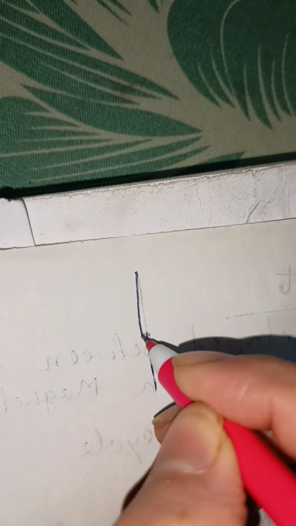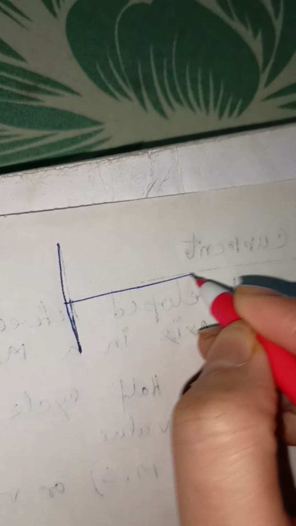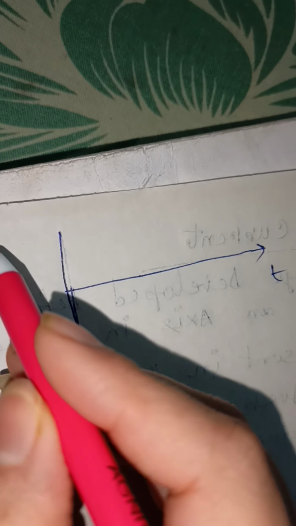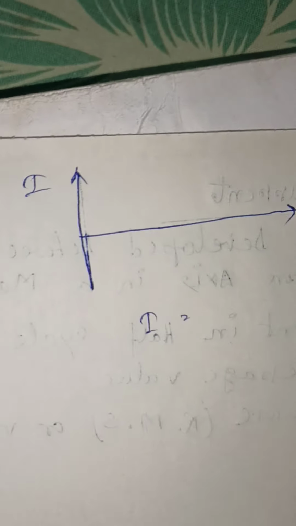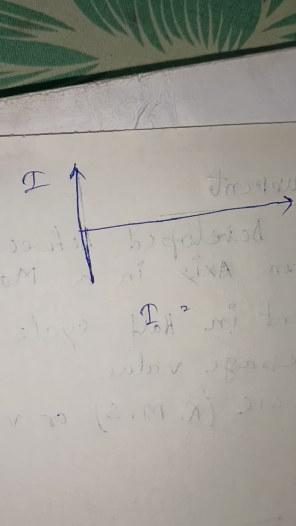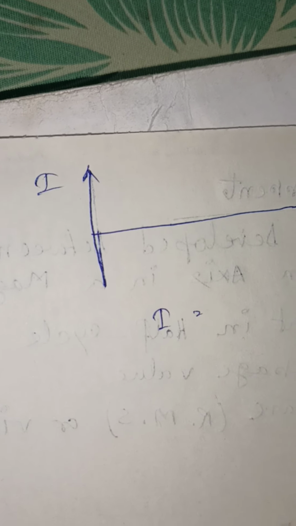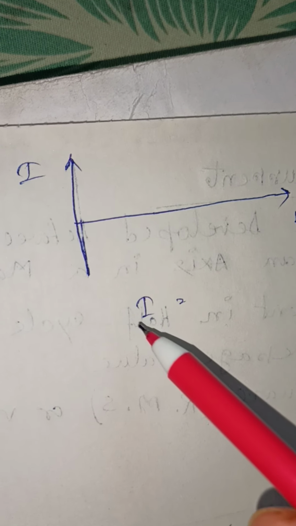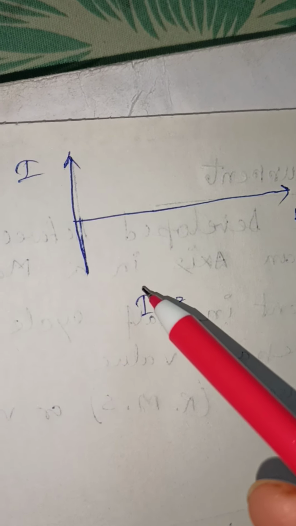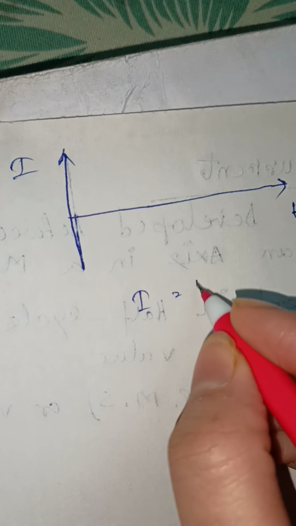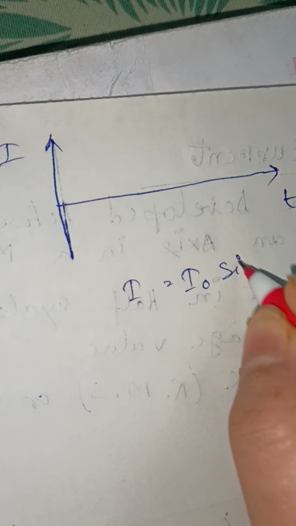So suppose we know that, if this is the time axis and this is our, along this direction I indicate current. So we know that the equation is I. What is I? I is the current passing through a circuit which is connected with an AC source, at any instant, and I equals I naught sine omega t.